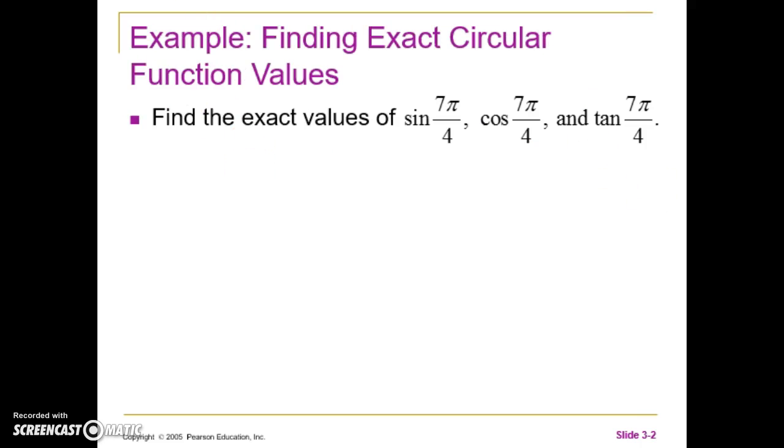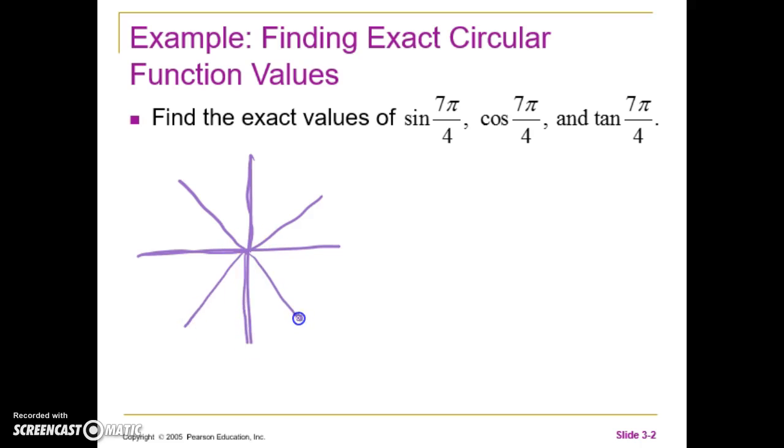Now here's 7 pi over 4. So let's think about, again, where we are in the plane. Here's 1 pi over 4, there's 2 pi over 4, 3 pi over 4, 4 pi over 4, 5 pi over 4, 6 pi over 4, and right there in the middle is 7 pi over 4.